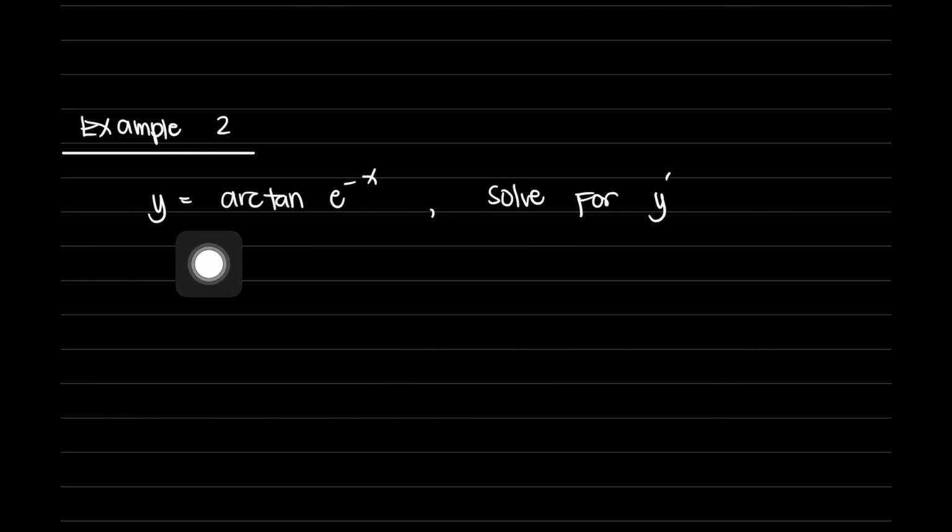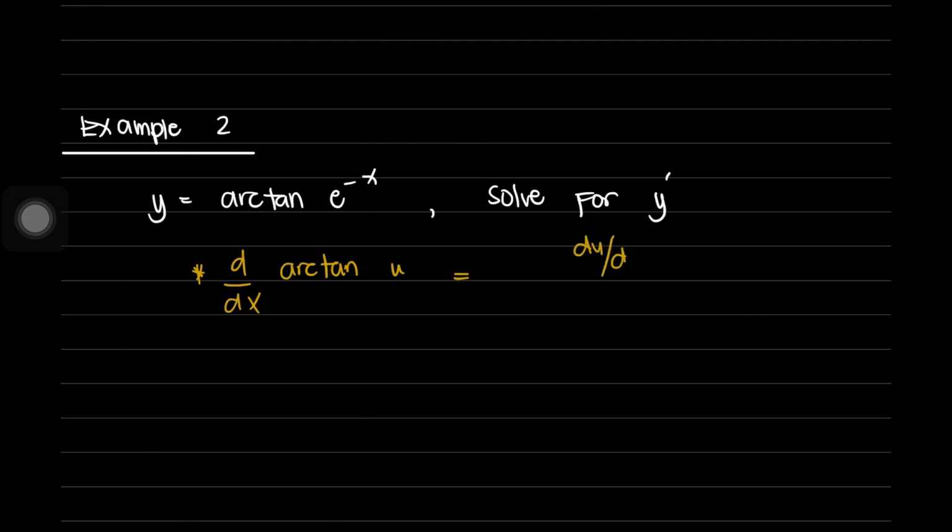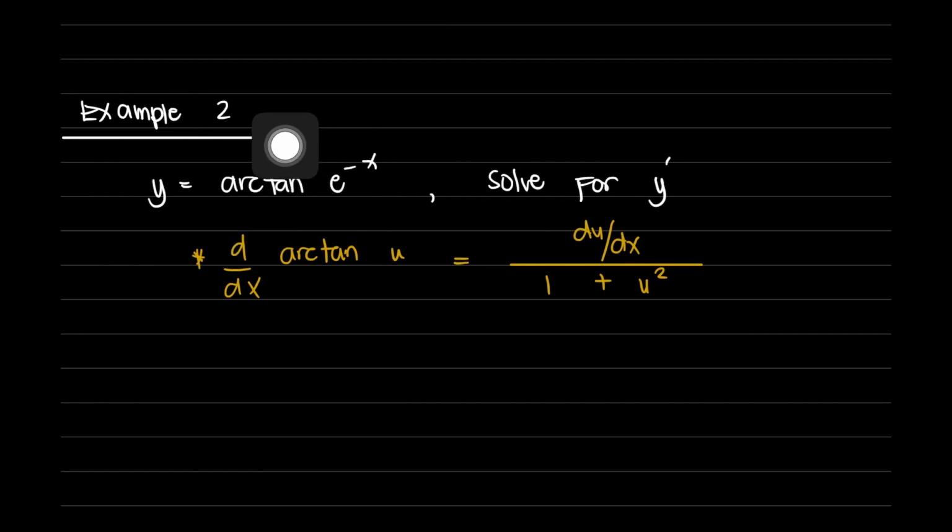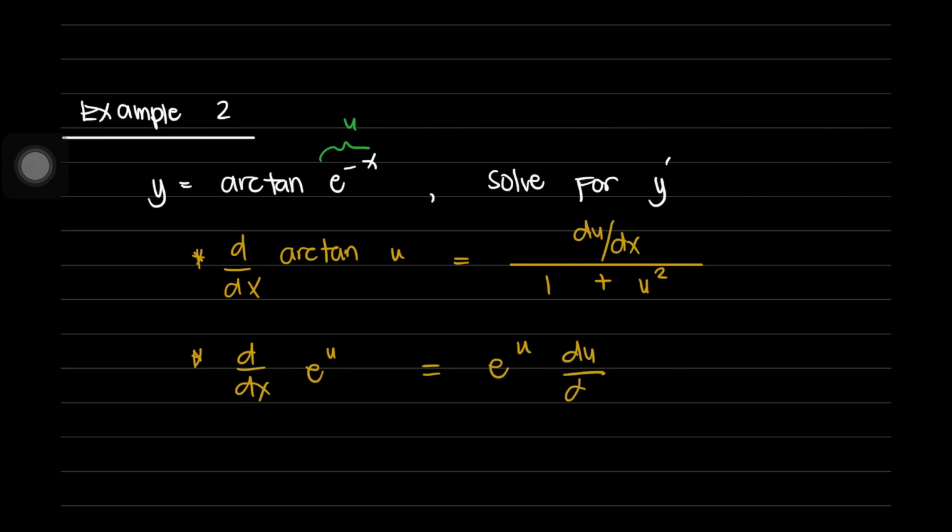So let's have the second example here. We are given y equals arctangent of e raised to negative x, and we're going to solve for y prime. Now, the given function is in the form of arctangent of u, and the derivative with respect to x of arctangent of u is equal to du over dx all over 1 plus u squared. And since u is e raised to negative x, we're also going to use the formula for the derivative with respect to x of e raised to u, which is e raised to u du over dx.